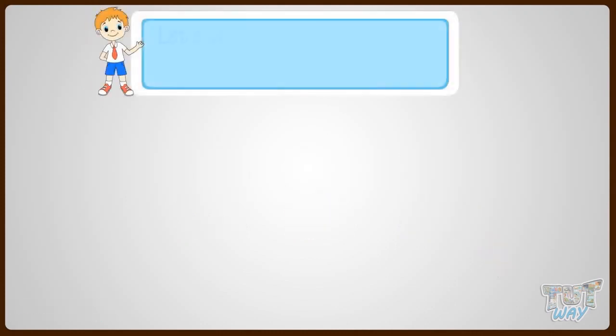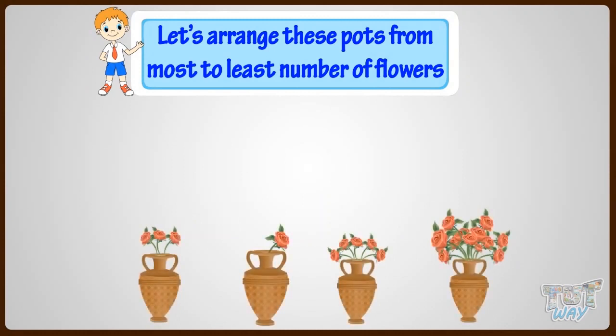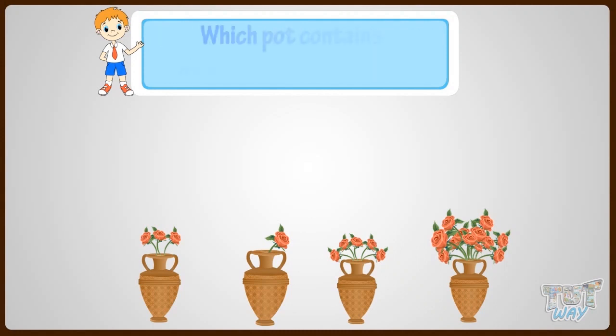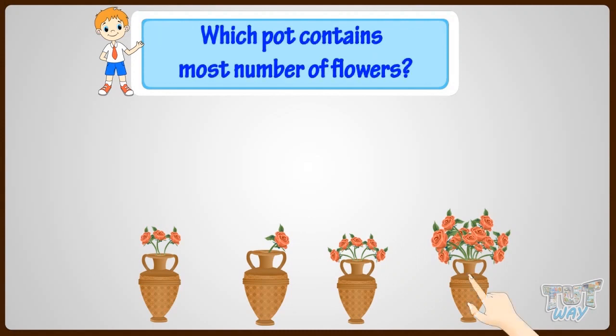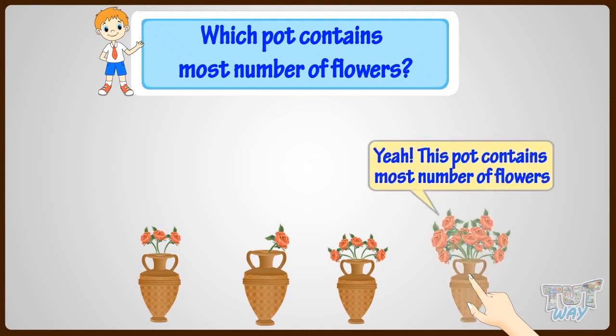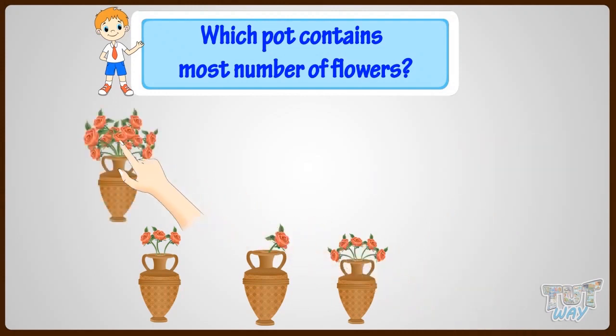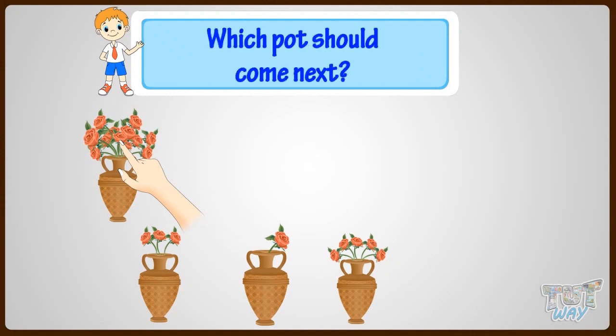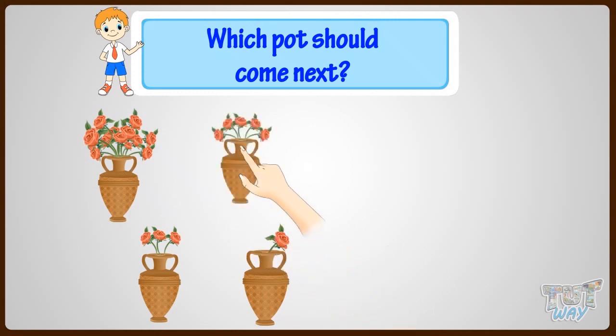Now, let's arrange these pots from the most to the least flowers. Which pot contains the most flowers? Yeah, this pot contains the most flowers. So I will place it first. Now, which pot should come next? This one. Now, which pot should come next?